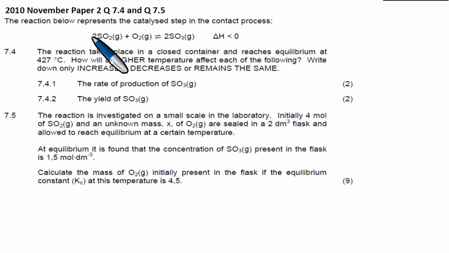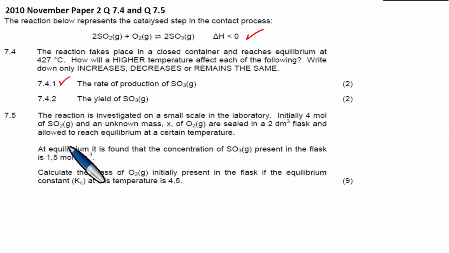The reaction below represents the catalyzed step in the contact process. In the contact process, sulfur dioxide reacts with oxygen to form SO3, and the heat of reaction is negative. The reaction takes place in a closed container and reaches equilibrium at 427 degrees Celsius. How will a higher temperature affect each of the following? Write down only increases, decreases, or remains the same. 7.4.1. The rate of production of SO3.